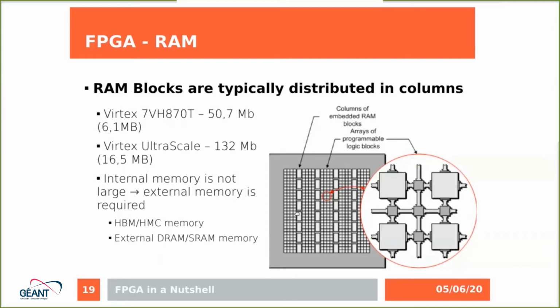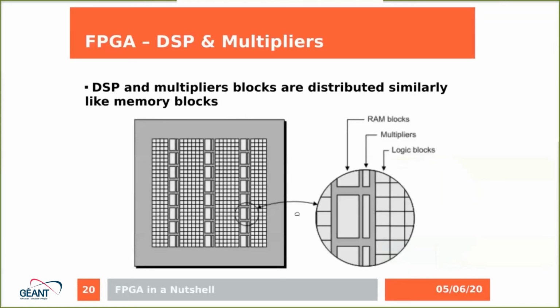The FPGA is also very typically equipped with digital signal processors and special multiplier blocks for the implementation of more complex computation of equations where we need to multiply values together, and they are again distributed in columns across the FPGA.